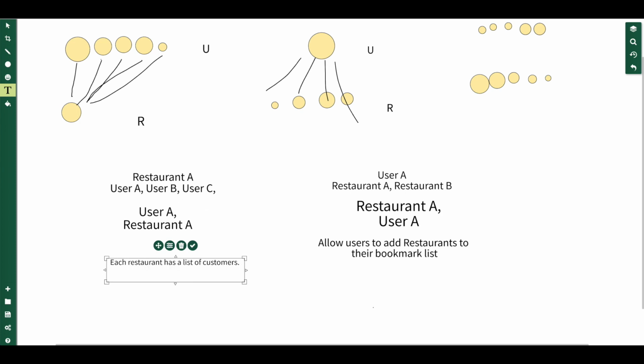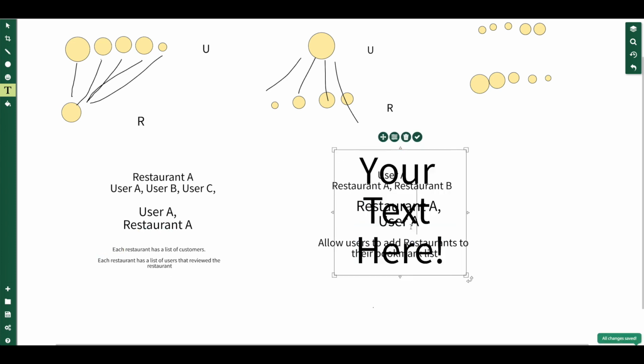Another option would be that each restaurant has a list of users that reviewed the restaurant. All right, so this is another explanation. Now let's take a look at the third option, which is many to many.